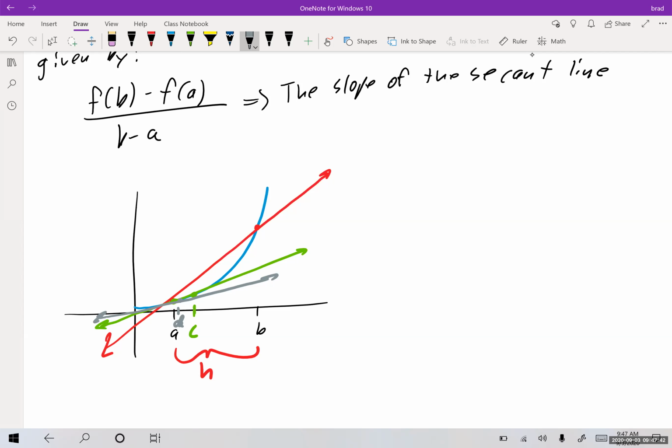Now, how close to A can we get? How far can we keep picking up this point D or E or F and moving it closer and closer to A? Well, we can get infinitely close. We can get so close that you can no longer tell the difference. When you start approaching that idea of infinitely close, you're starting to see the idea of limits. And that's when we can find the slope of the tangent line. Notice a tangent line only touches a graph one time.